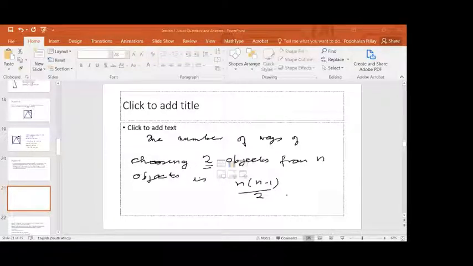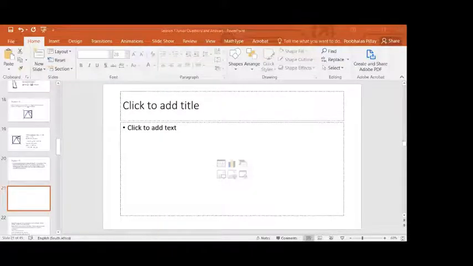All right, so let's move on to the next problem. I'm going to clear this diagram. The number of ways of choosing two objects from n objects is n into n minus 1 over 2. Just remember that. So let's get on to the next problem.